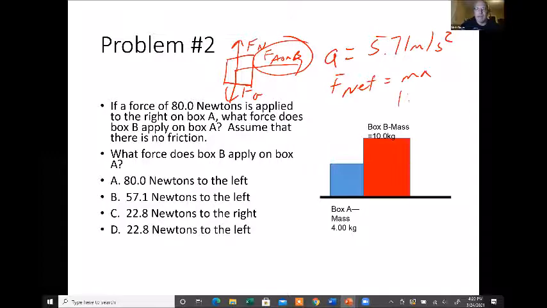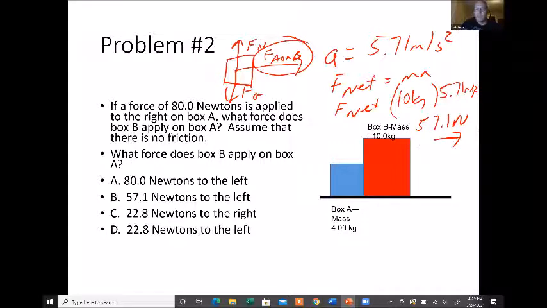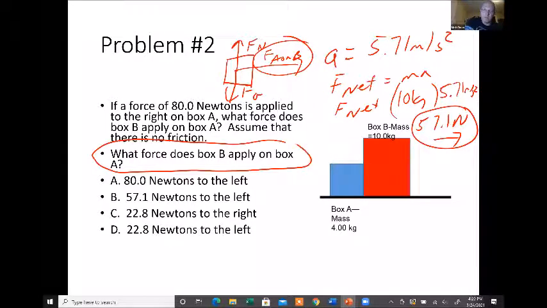Well, the mass of box B is 10 kilograms, and the acceleration of box B is 5.71 meters per second squared, which means the net force acting on that box is 57.1 newtons to the right. So that's the force of A on B. Now notice that's not what this question asks. This asks, what's the force of B on A? So this is where Newton's third law comes into play.